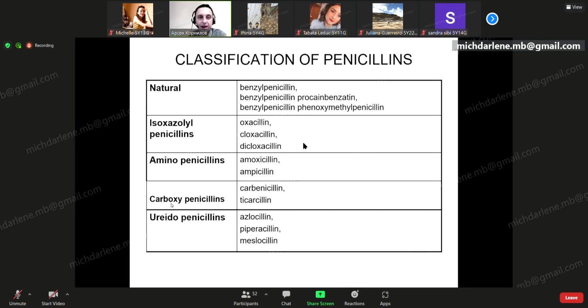daily clinical practice. Next generations, carboxypenicillins and ureidopenicillins, such as carbenicillin and ticarcillin for generation 4, and azlocillin, piperacillin and mezlocillin for generation number 5. These drugs have a spectrum closer to gram-negative than gram-positive. And they were invented maybe to treat not gram-positive, but gram-negative infections.